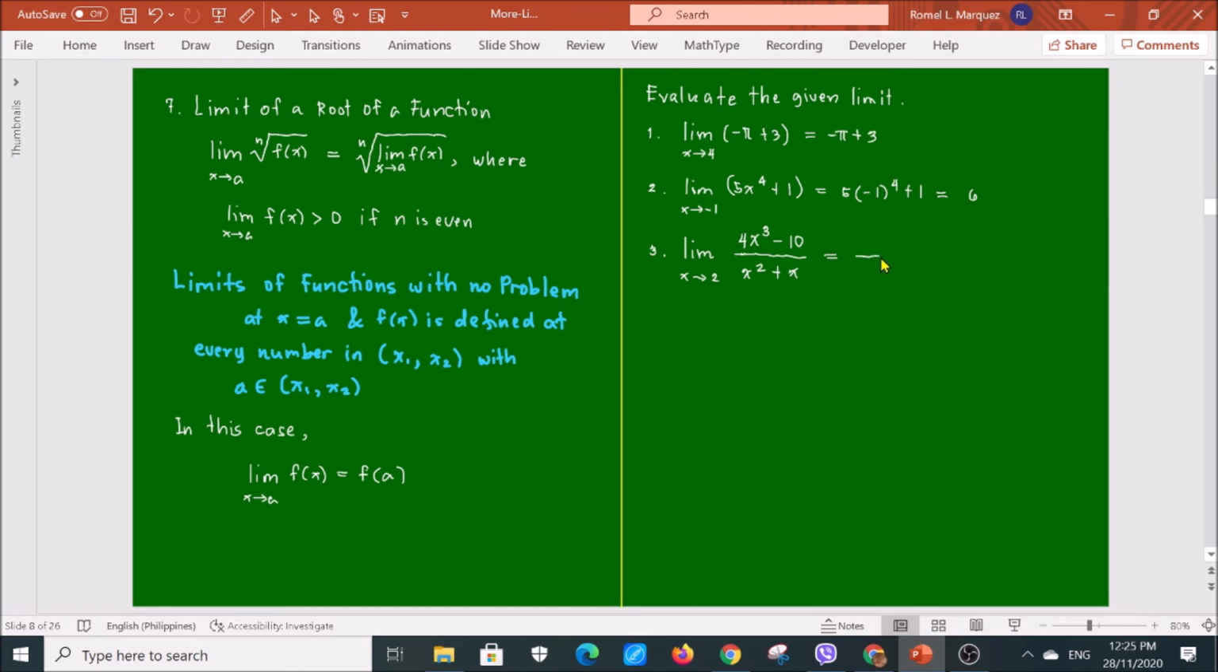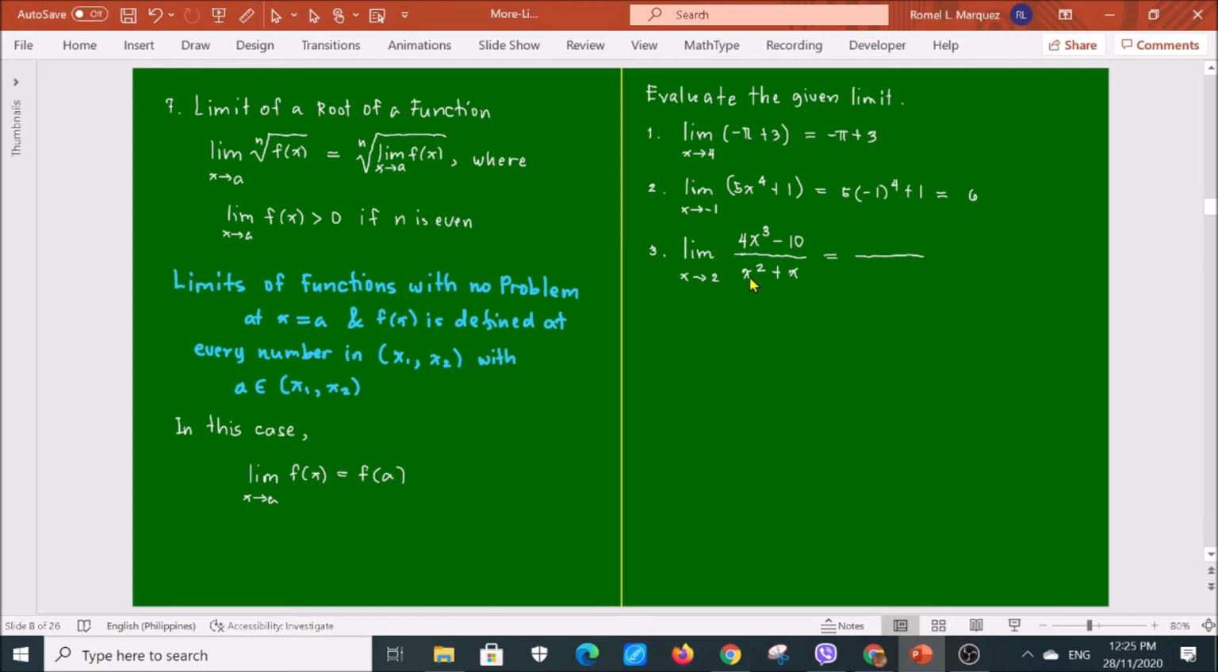Okay? When you are evaluating a quotient, always make it a habit to check first the denominator. If the limit of the denominator is 0, then you have to pause and not evaluate it immediately. Do not substitute your x immediately. You cannot apply this: the limit of f of x as x approaches a is equal to f of a. Okay? You cannot apply that, because this condition is not satisfied. I mean, the condition here.